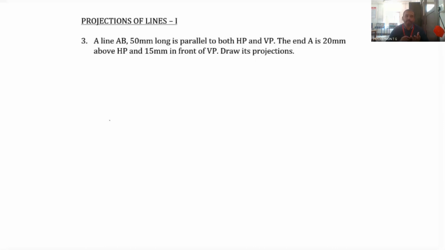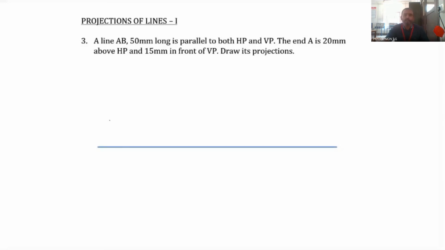So here for the line AB, the information that is required is: 50 millimeter long, that is one. Then parallel to HP, parallel to VP, so two informations. Then A is 20 millimeter above HP and 15 millimeter in front of VP. Five informations are there. And in this case, the point A is 20 millimeter above HP and 15 millimeter in front of VP. All the points lying on this particular line AB should be 20 millimeter above HP and 15 millimeter in front of VP. Why? Because the line is parallel to both HP as well as VP.